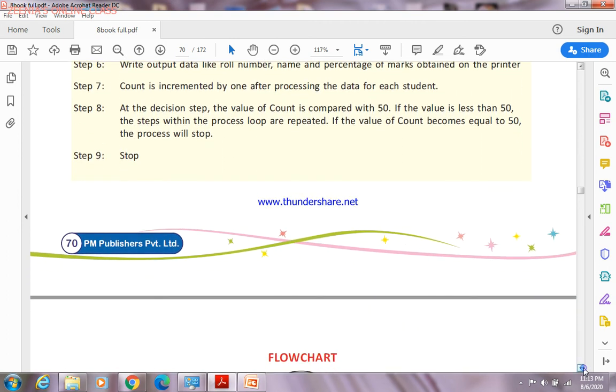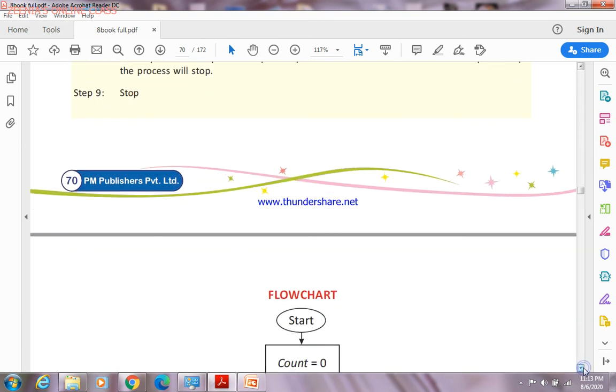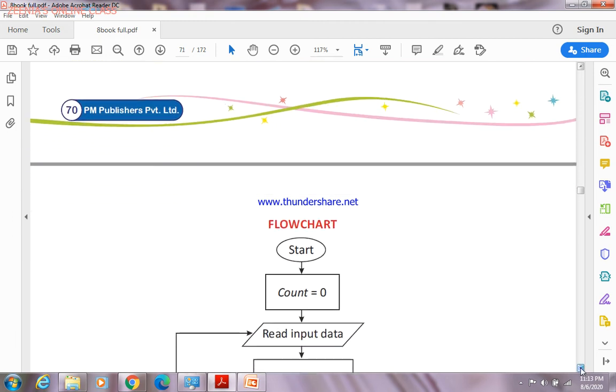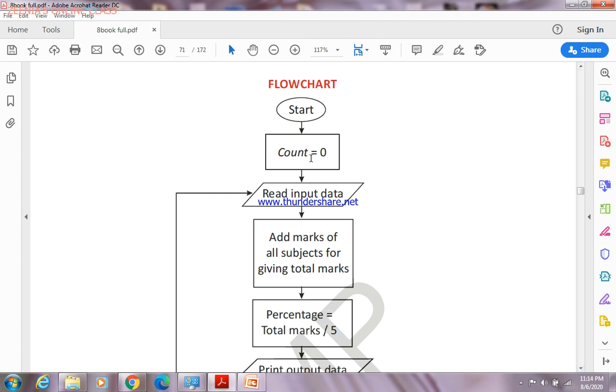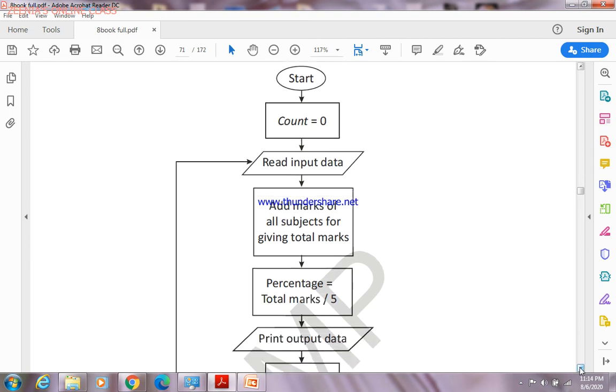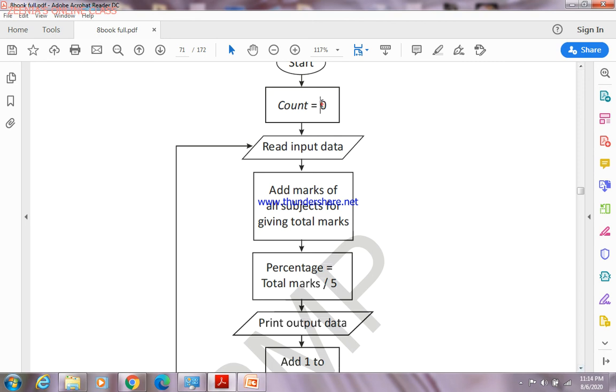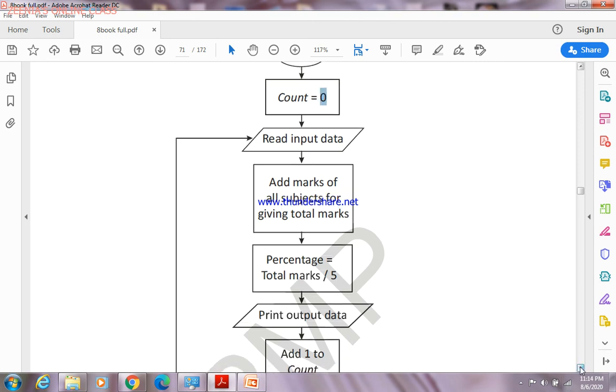So same process, but a little change is there. We need to use the count also. Counter is the problem that we need to edit here. See what it is telling us. We'll start the process. In this rectangle box, we'll start with count equals 0. It is your choice whether to write here 1 or 0. It is a programmer's choice.